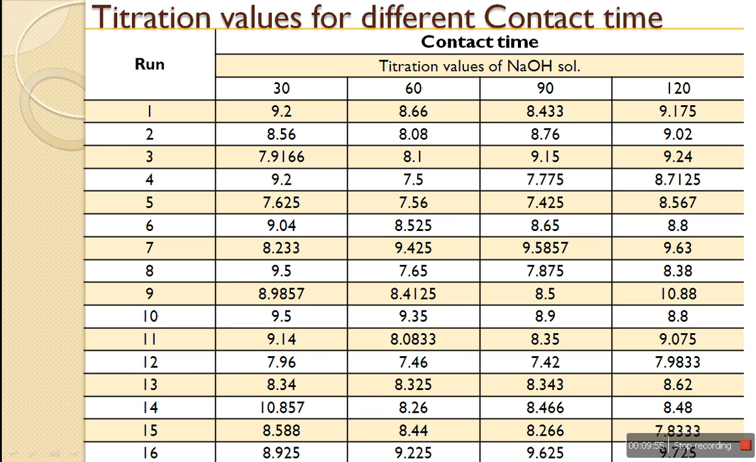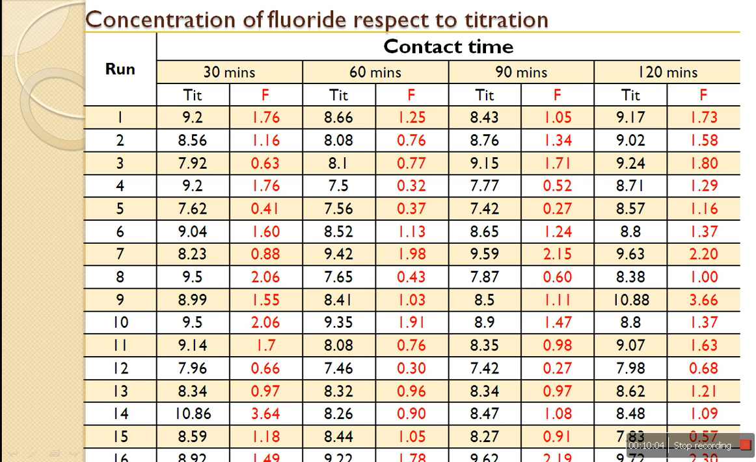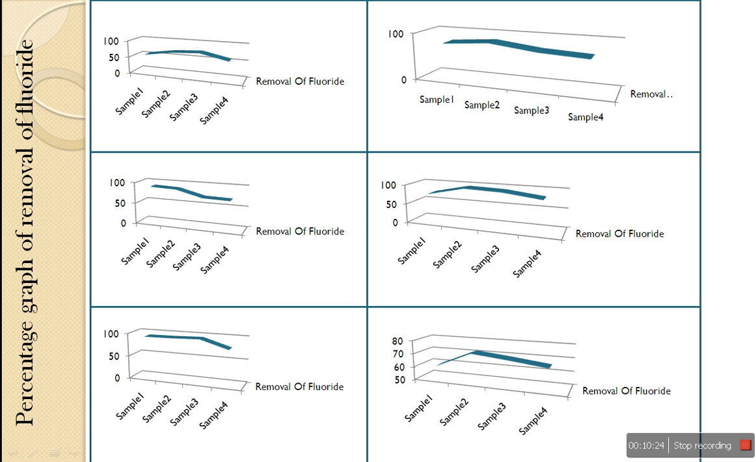The titration values for different contact times for the 16 runs are in the slide. The concentration of fluoride with respect to titration. For each of the 16 runs, 4 samples at 4 contact times have been selected. The red bars show the concentration of fluoride. The percentage graph of removal of fluoride is on display.